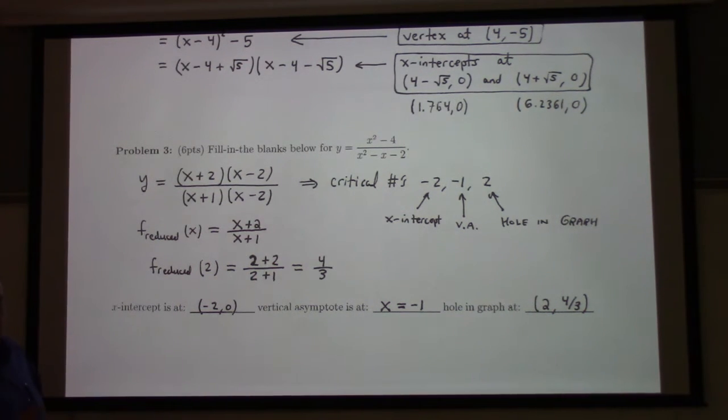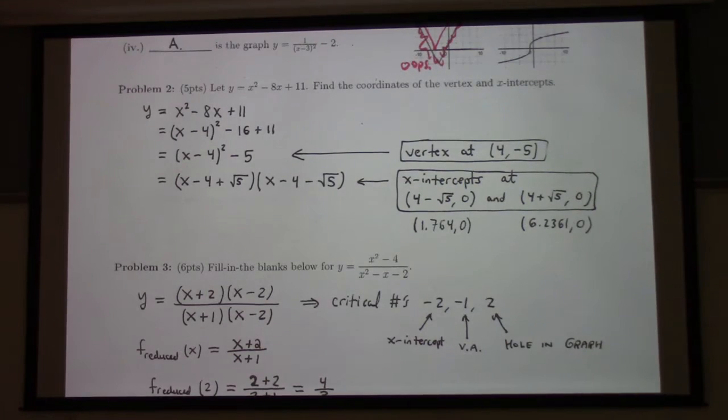So coordinates is x and y. Do you see the difference here in wording? In problem 2, I said find the coordinates of the x-intercepts, the vertex and the x-intercepts, right? So when I say coordinates, that's a pair of numbers, x and y coordinates, yeah? So a Cartesian pair. (4, -5), (4 plus or minus √5, 0). These are coordinates of the x-intercepts.